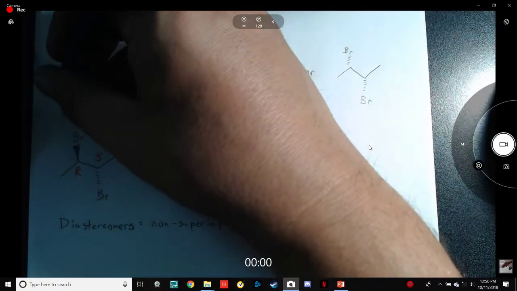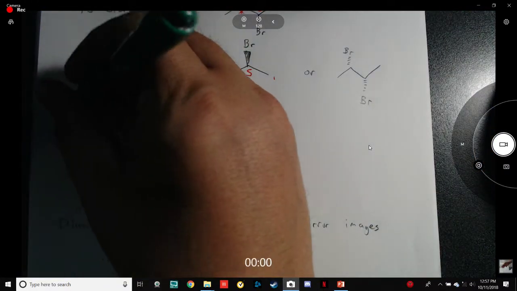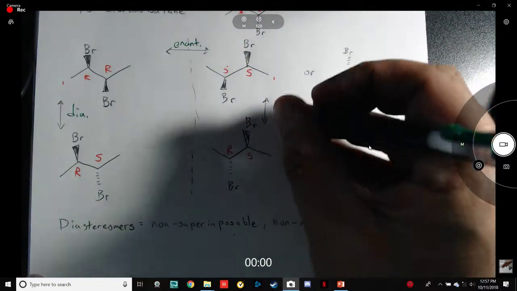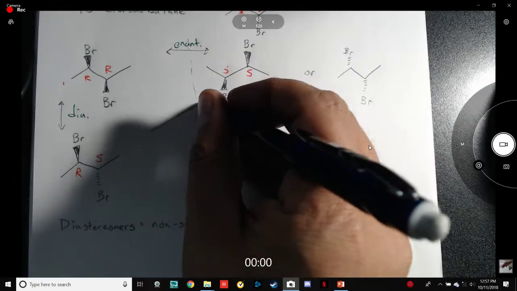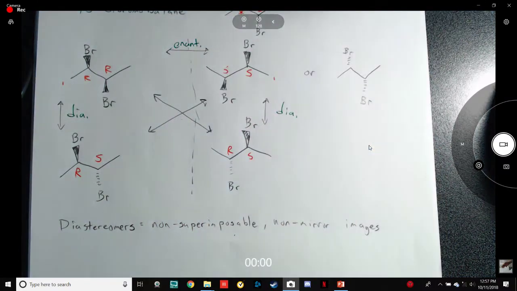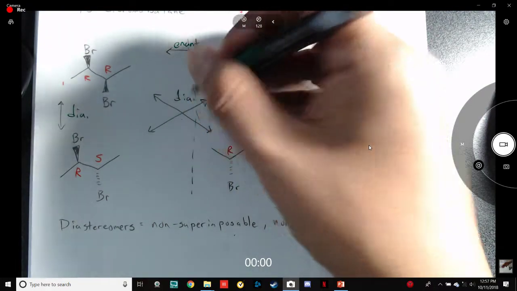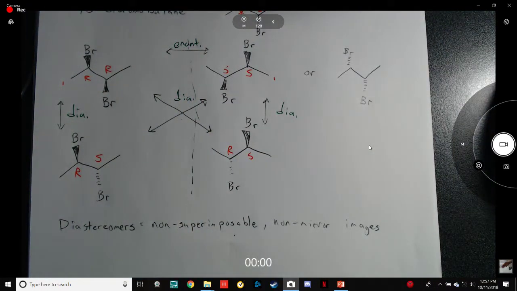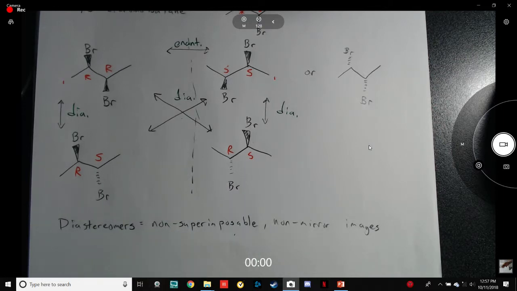Going up and down on both sets here, these are diastereomers. I'm going to put the abbreviation dia for short. And then it also works out going along the diagonals. How are those related? On the diagonals, they're diastereomers as well. So dia. And then the fun part of the question is, how are these related? They are actually identical.